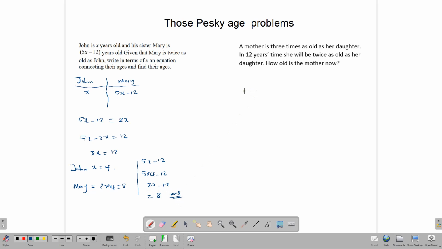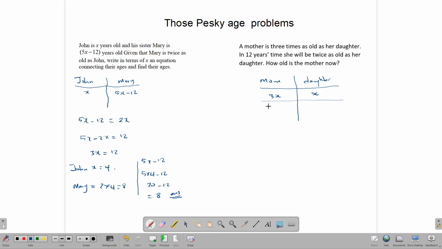And this final one. A mother is 3 times as old as her daughter. In 12 years' time, she will be twice as old as her daughter. How old is the mother now? So we have mom and we have the daughter. We know that a mother is 3 times as old as her daughter. So let her daughter's age be x. Then mom's age will have to be 3x because she's 3 times as old.